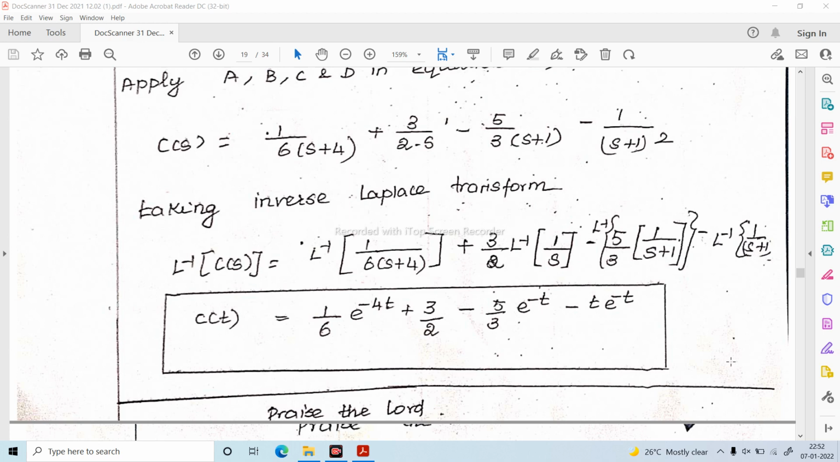For 1 by s plus 1 the whole square, how can we write it? First we write t, and then the remaining term is e power minus at. Here a is 1, so it is e power minus t. So t into e power minus t.